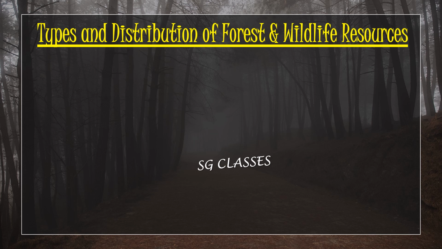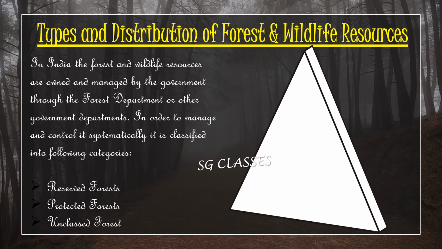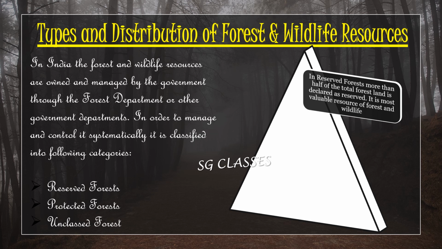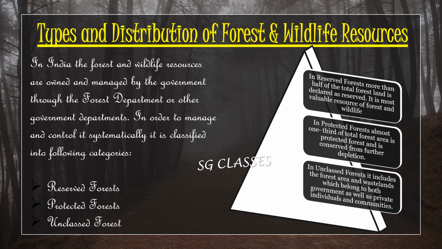The forests are classified as reserve forests, which we will discuss first. These are the most vital for conservation of forest and wildlife, and about half of the total forest land has been placed under this category. Next is protected forest. The forest department has declared one-third of the total forest area as protected forest, which saves it from further depletion. The third one is unclassed forest. Private individuals, the government, and communities own these lands. They mostly include forest and wasteland.